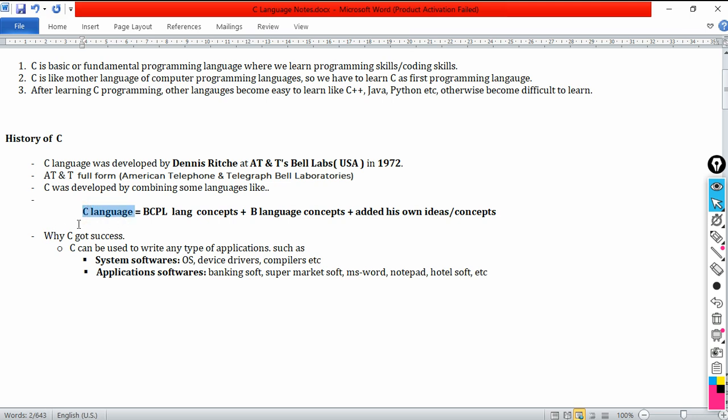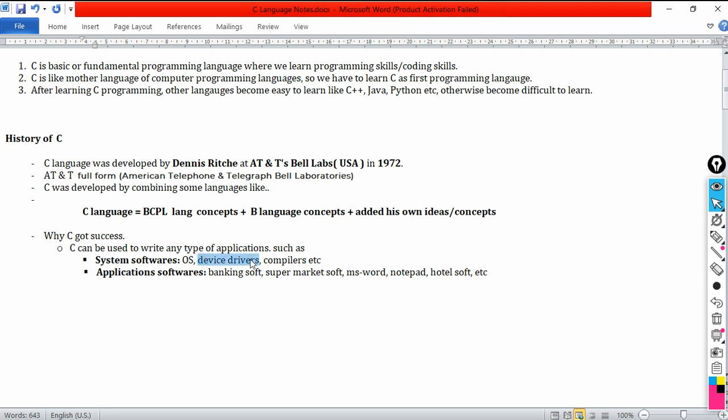Why did C language become a success? There are so many reasons, but I am going to explain the simple ones. C can be used to write any type of application. In C language you can write any type of application and solve any type of problem. For example, you can write system softwares. System softwares are softwares which help to run the computer. Examples are operating systems like Windows, Mac, and Linux. These operating systems can be written in C language.